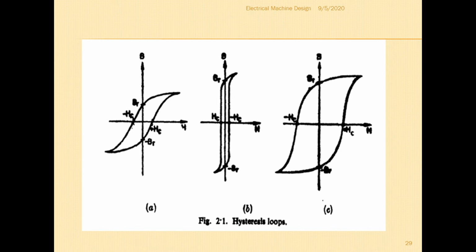So these are three kinds of hysteresis loop. In figure A, I can say the hysteresis loop is slightly broader, in figure B it is a narrow hysteresis loop, and in figure C it is a broad hysteresis loop, correct. So A is slightly higher, B is a narrow hysteresis loop, and C is a broader hysteresis loop. It is drawn between the magnetizing force H versus magnetic flux density B.